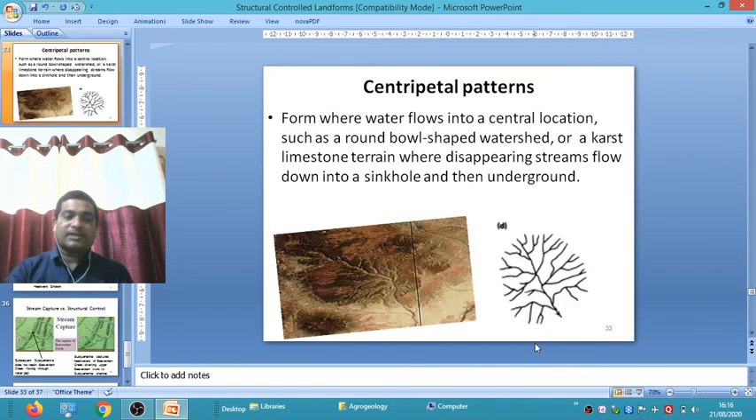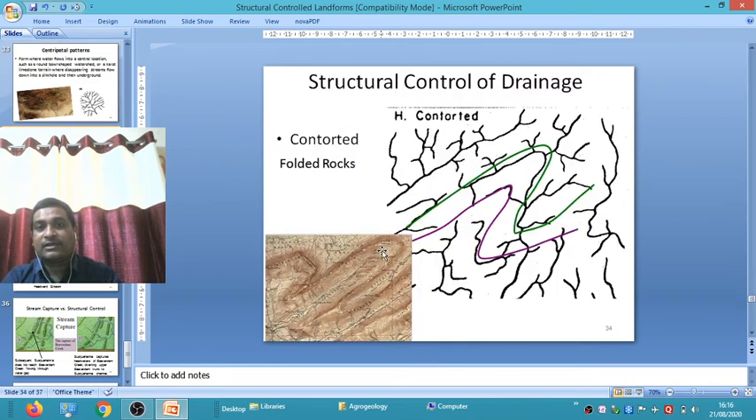Centripetal pattern is the vice versa of the radial drainage pattern. It forms where water flows into a central location. Suppose this is a lake, and all the streams come from the high hilly area and join at a particular lake. See this figure, this river comes from here and joins all the streams, collecting water at one place, a bowl-shaped watershed or karst limestone. These drainage patterns are mostly found in karst limestone terrain, where disappearing streams flow down into sinkholes and then underground. That is the centripetal drainage pattern.